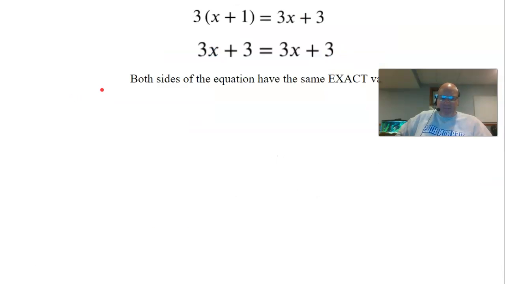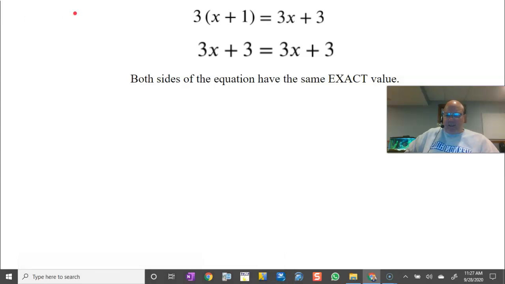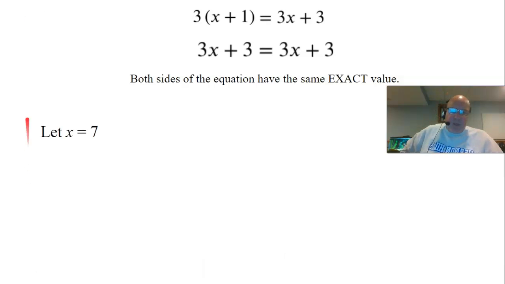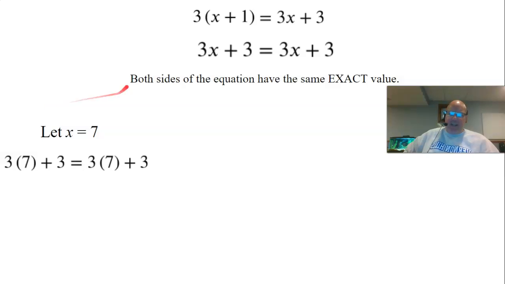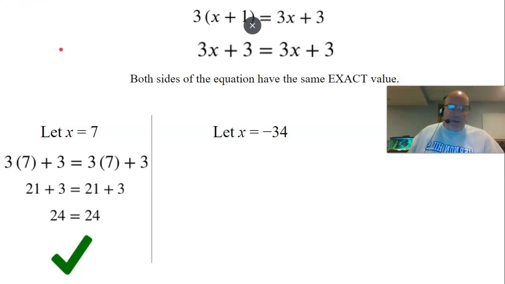Let me show you what I mean. If we let x equal, let's say, 7, and I plug 7 into 3x plus 3 equals 3x plus 3, well, that's 3 times 7 plus 3 equals 3 times 7 plus 3. Of course, that's going to give me 21 plus 3 equals 21 plus 3, and then 24 equals 24. Seems pretty obvious. But it doesn't just work for x equals 7. It also works when I let x equal negative 34. I just picked a number at random here.